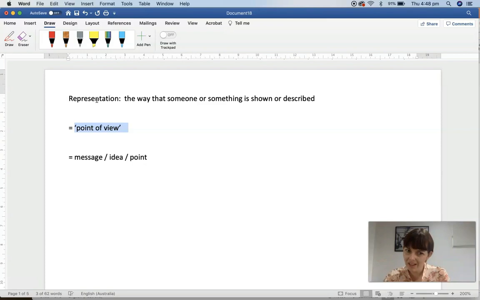But let's simplify it even more. Do not freak out in the exam. Just think to yourself, what you're being asked to talk about here is the message, or you could say the idea, or essentially the point of a stimulus. So what point are you taking from the stimulus?